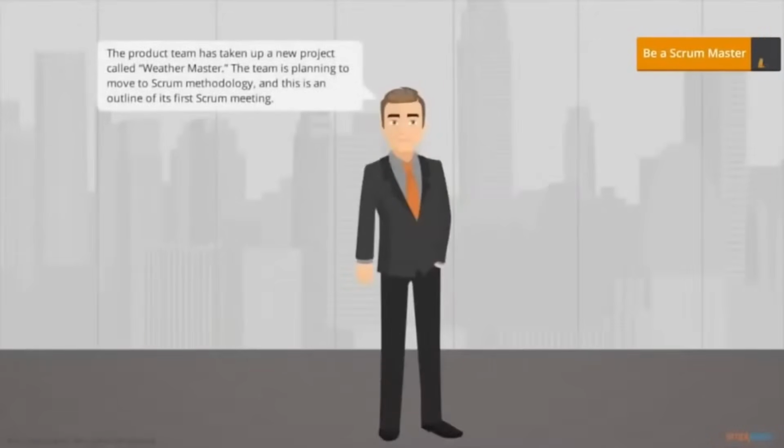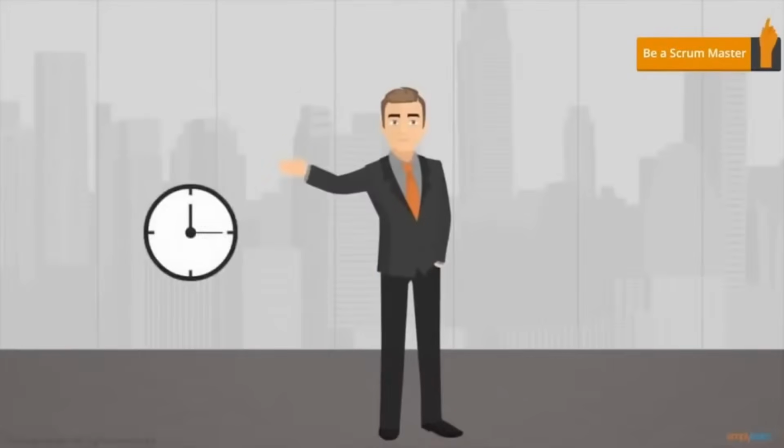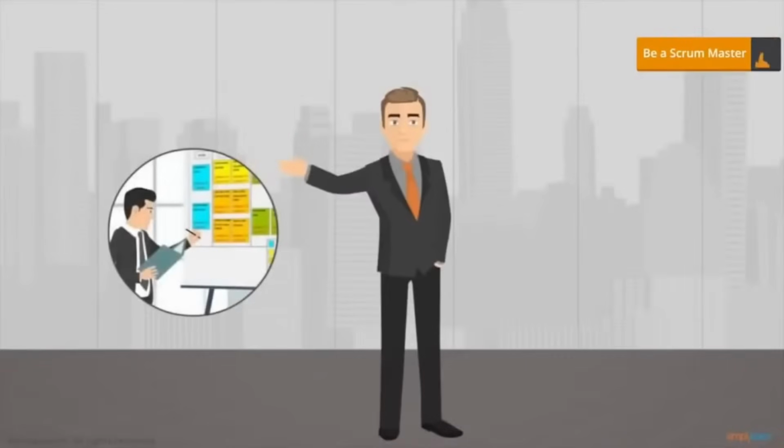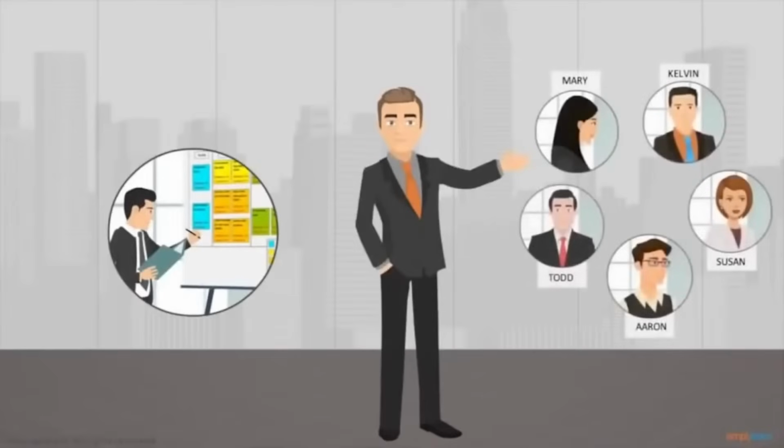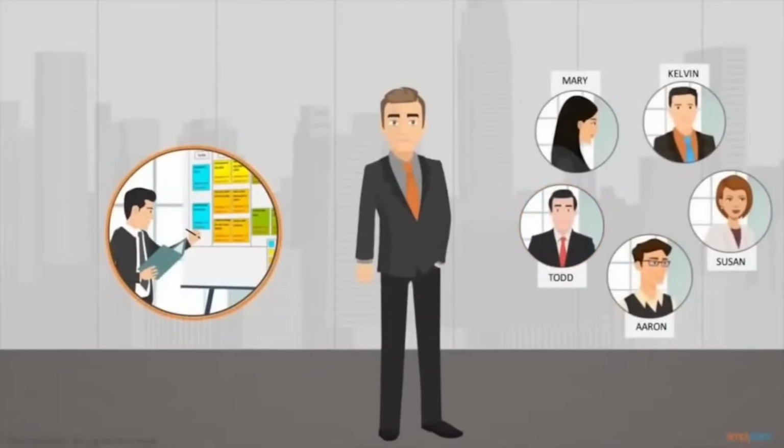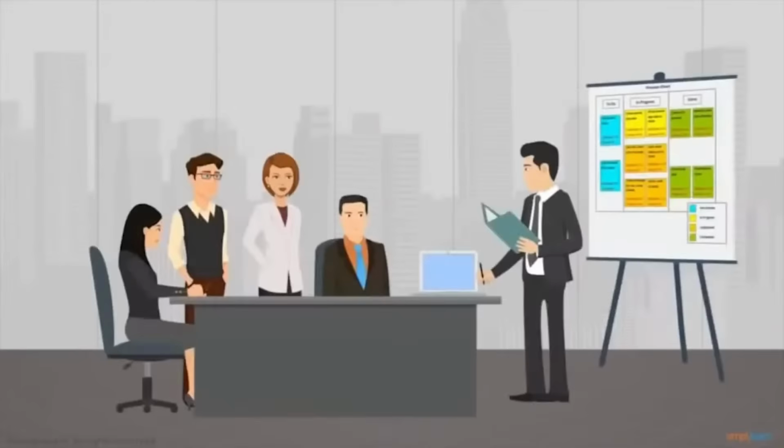The product team has taken up a new project called Weathermaster. The team is planning to move to Scrum Methodology, and this is an outline of its first Scrum meeting. Time boxed to 15 minutes, Rick is the Scrum Master of this meeting, where the team members discuss what they did yesterday, their plans for today, and the impediments they faced. All team members are standing up, including Todd, who's joined the meeting via video chat. Rick holds the meeting near a Scrum board. Angela, the product owner, is absent. Rick reiterates that all discussions would be parked until after the Scrum meeting and encourages his team to keep the meeting short. People can chime in to resolve obstacles.